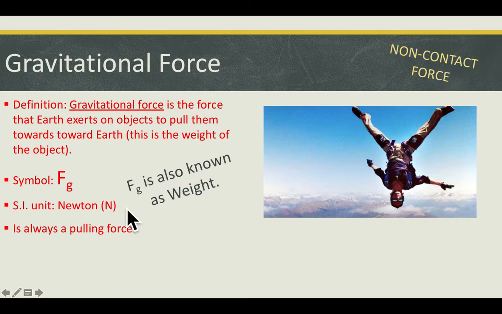So always remember that F sub g is known as weight, and we will use this symbol when we're talking about weight. We will not use a W. We will use F sub g, the force due to gravity. In this case, it's easy to see that this skydiver is falling down toward the Earth. So F sub g, the force due to gravity, is pulling the person down toward the surface of the Earth.